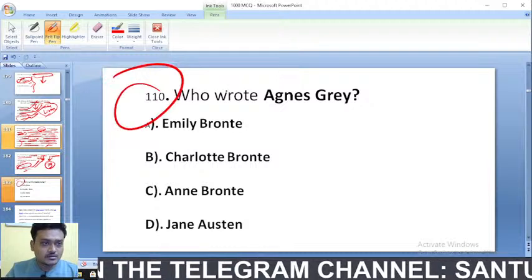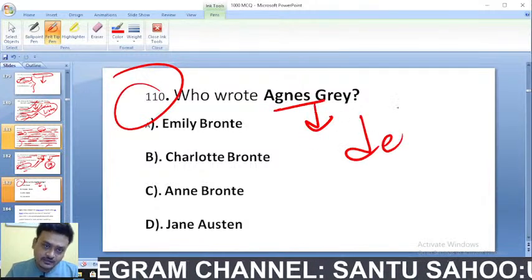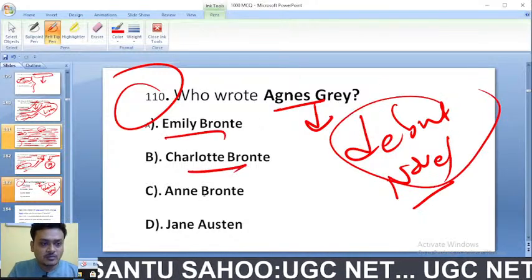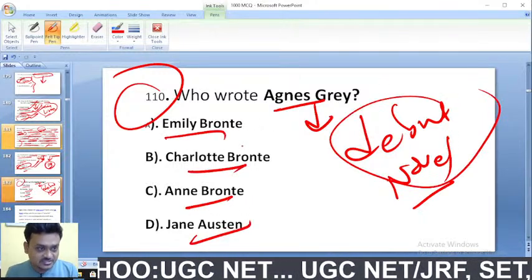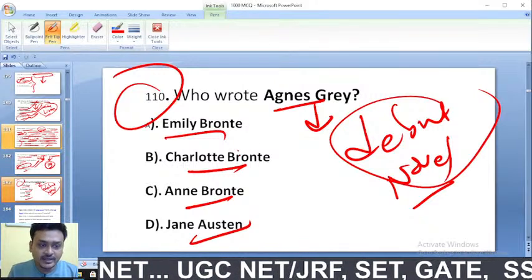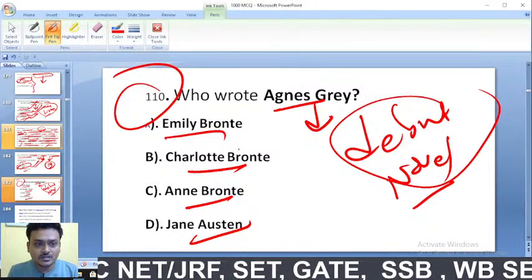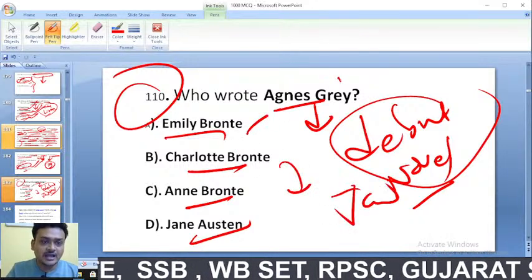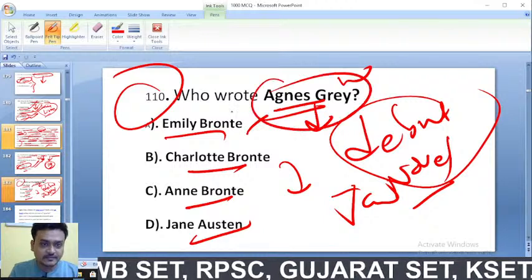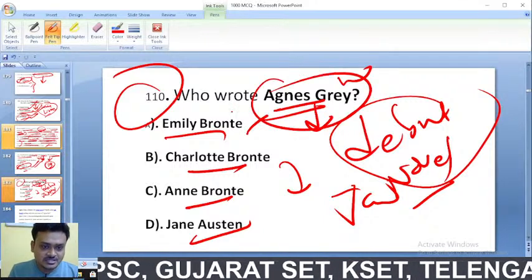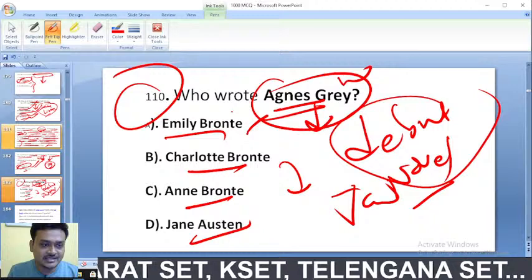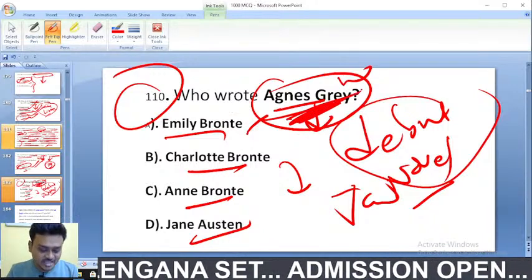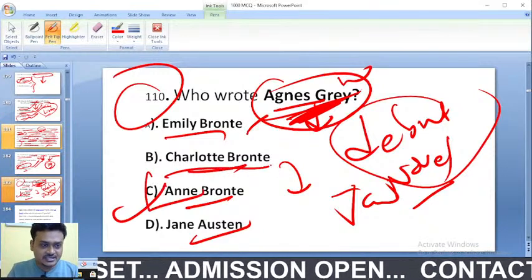Who wrote Agnes Grey? This is the debut novel of that writer. Emily Bronte, Charlotte Bronte, Anne Bronte, Jane Austen. Who has written it? These three sisters here: Charlotte Bronte, Jane Eyre. Emily Bronte, Wuthering Heights. And Anne Bronte is Agnes Grey. Remember that. Whereas Anne Bronte is known for Agnes Grey. It's a debut novel. Excellent. C is the right answer.